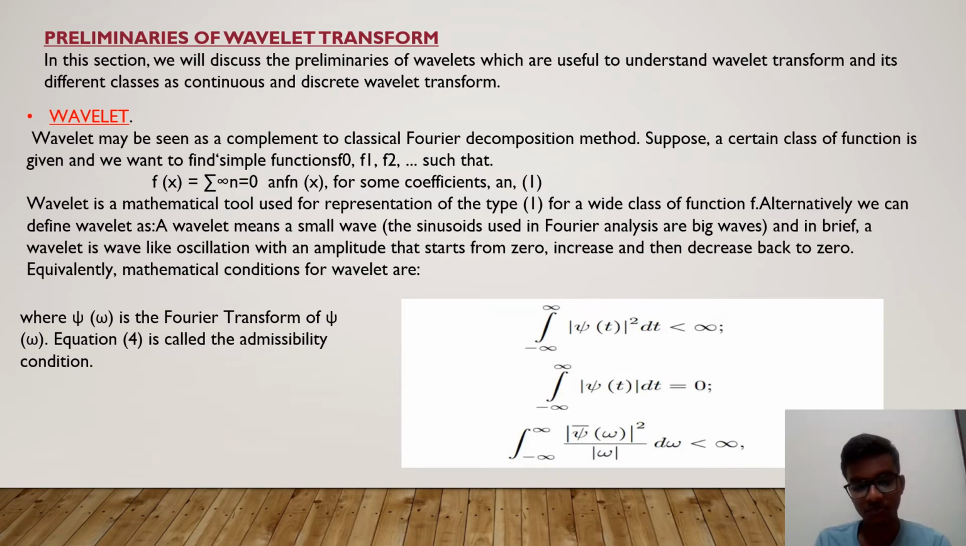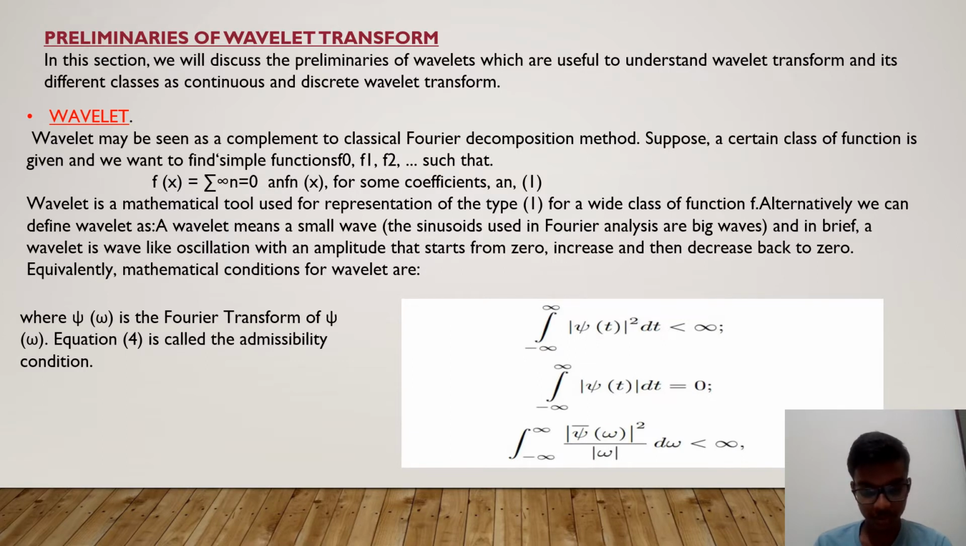Suppose a certain class of functions is given and we want to find simple functions f0, f1, f2, such that f(x) is equal to the sum from n equals 0 to infinity of alpha_n times f_n(x), for some coefficients alpha_n. Wavelet is a mathematical tool used for representation of this type for a wide class of functions f. Alternatively, we can define a wavelet as a small wave.